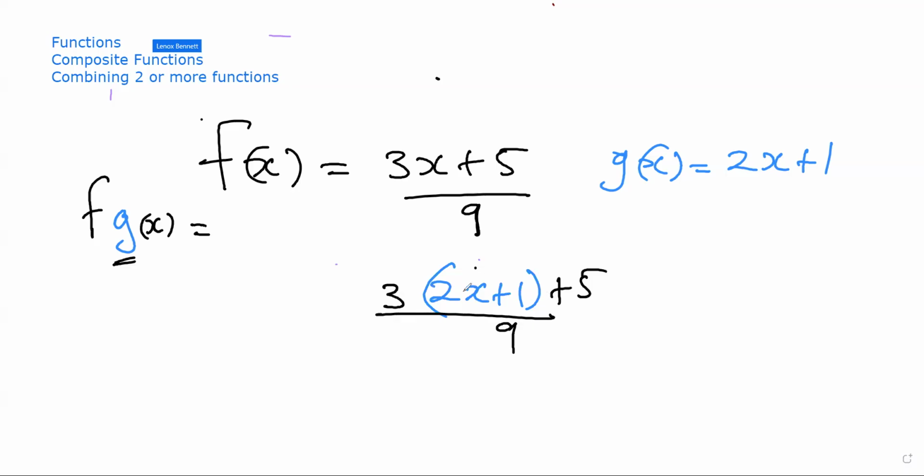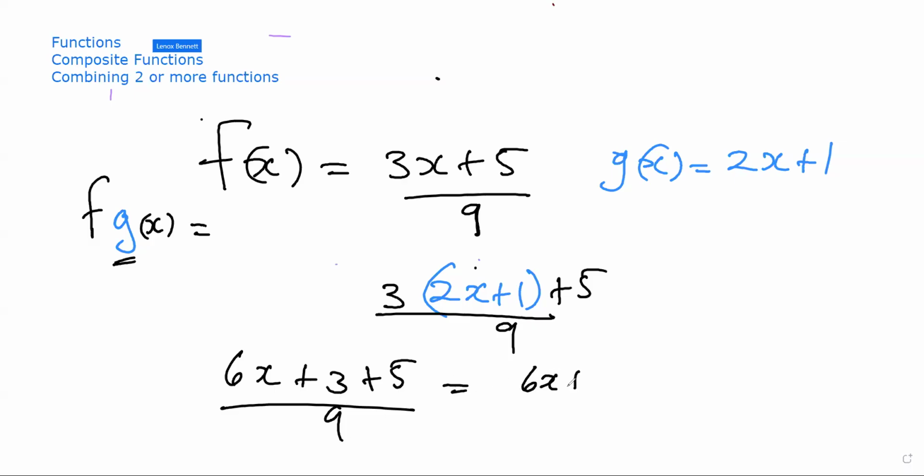So no change. 3 times 2 is 6, 3 times 1 is 3, plus the 5 all over 9. So simplify the top: 6x plus 3 plus 5, that's 8, over 9. And that's it.